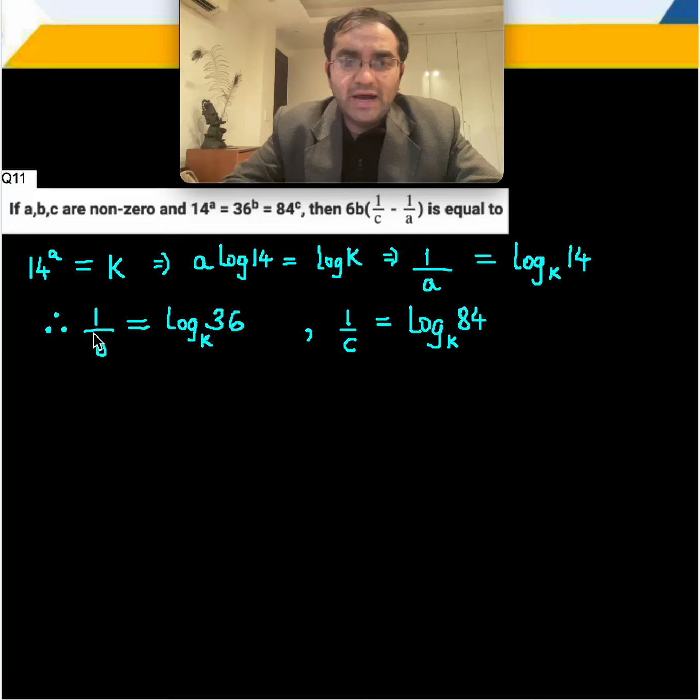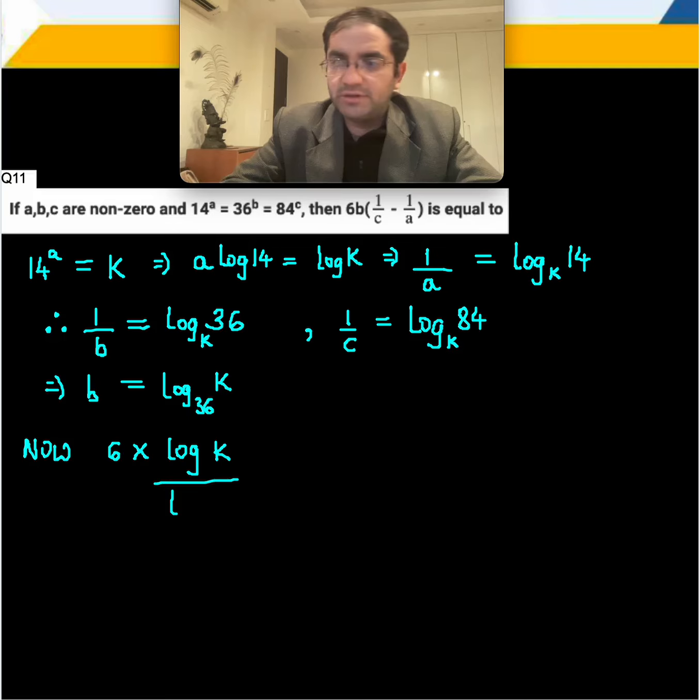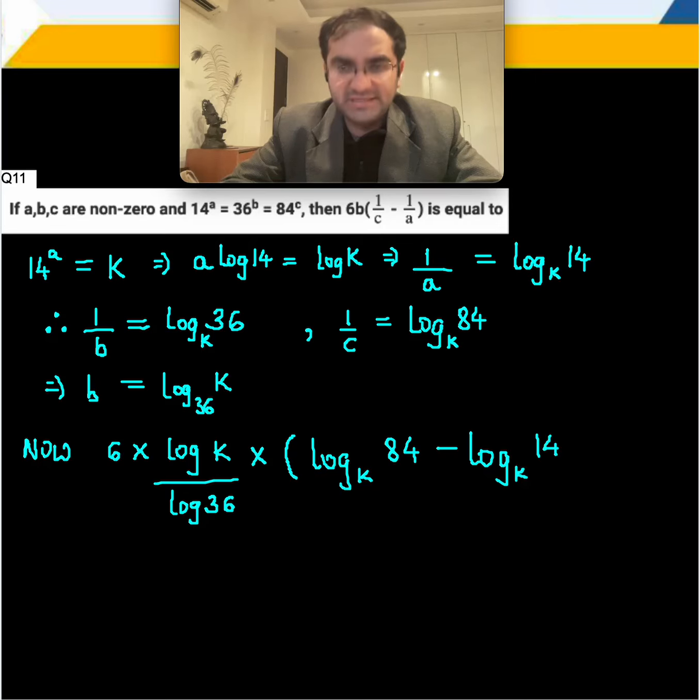Right? So I now need b over here because I want to use b in the final calculation. So cross multiply, b is equal to log k base 36. And now let's start calculating. 6 into b. b is log, separate the base, k upon log 36, into 1 by c minus 1 by a. What is 1 by c? Log 84 base k minus 1 by a log 14 base k.